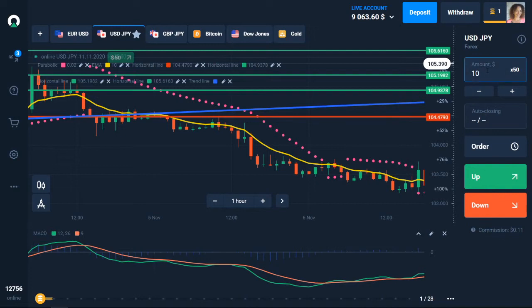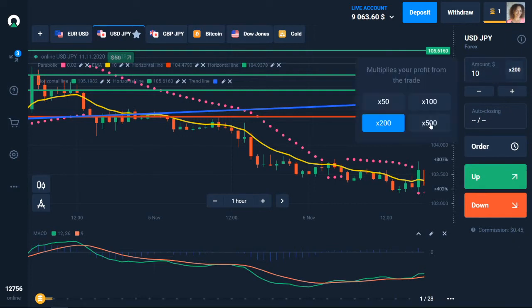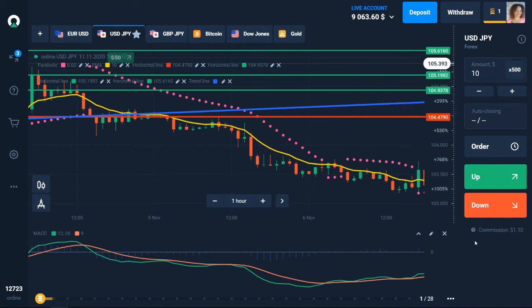So with $10 and the 50 multiplier, my commission would be 11 cents. If I choose the 100 multiplier, my commission is going to be 23 cents. With the 200 multiplier, it's going to be 45 cents, and with the 500 multiplier, it's going to be $1.13. And this is because, again, the higher the multiplier that you use, the higher your potential profit.